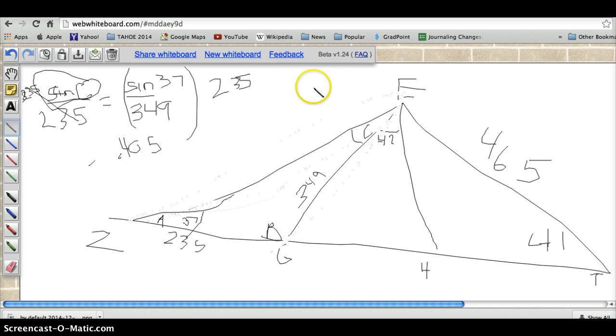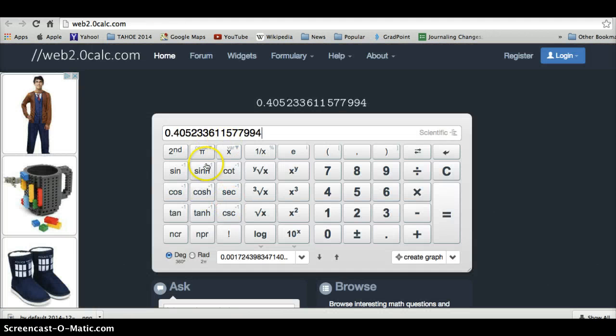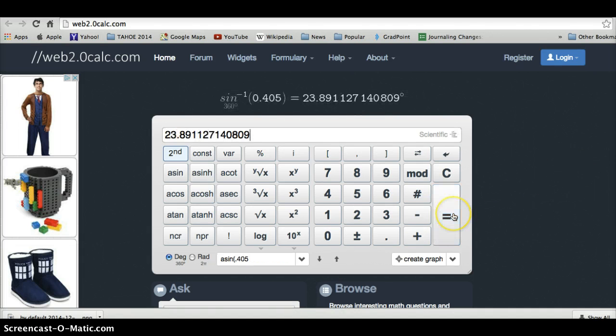That does not mean the angle here, ZEG, which we're calling C, equals 405 thousandths. That's the sine of C. In order to find the angle, you need to go to the arc sine, inverse sine. So you hit second, and then see the arc sine. Before I hit second, you see sine and then the -1, which means the inverse of sine. So you hit second, and you're going to hit arc sine. Now I'm putting in the value of the sine, which is 0.405, equals, and what I get is 23.9, blah, blah, blah.